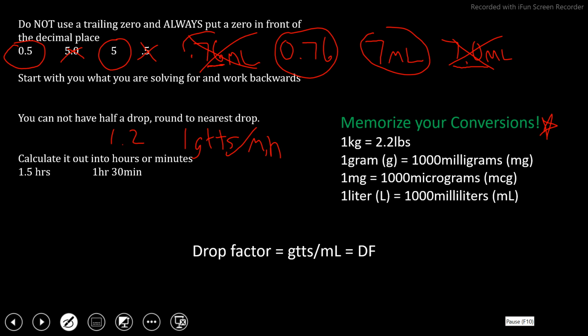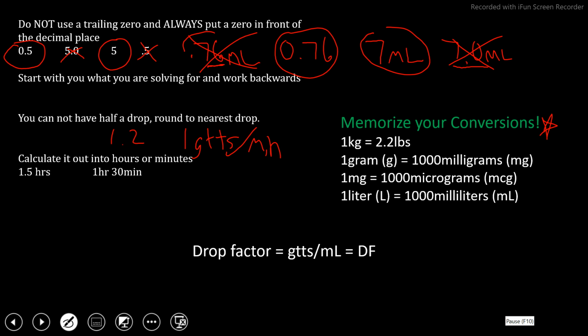So 1 kilogram is 2.2 pounds, 1 gram is 1,000 milligrams, 1 milligram is 1,000 micrograms, and 1 liter is 1,000 milliliters. Most all the conversions that we'll be memorizing is this 1 to 1,000 ratio. Other things that would be helpful to memorize is like there's 60 seconds in a minute, there's 60 minutes in an hour, which we all know since childhood.